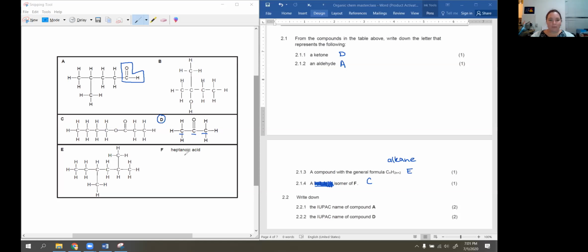So if we look at compound F, F is heptanoic acid, which makes it a carboxylic acid. Please don't ever write that abbreviation in an exam. That's just my little head abbreviation. It's a carboxylic acid with seven carbons. A carboxylic acid can only really change into an ester. It is possible that we maybe make it a branched carboxylic acid, but I don't see any branched carboxylic acids. So therefore, it's going to be an ester with seven carbons.